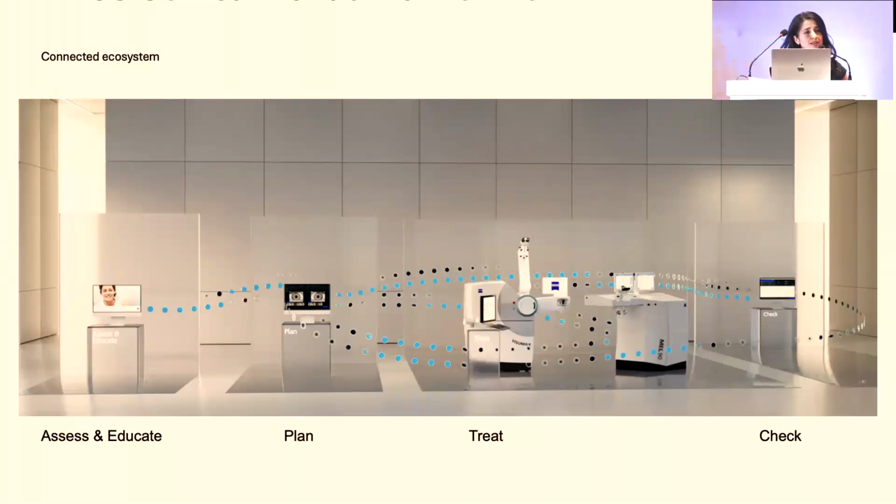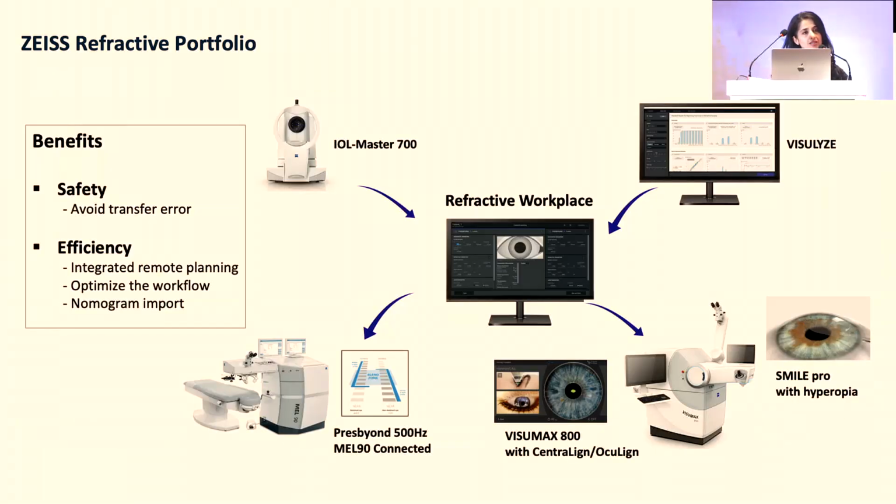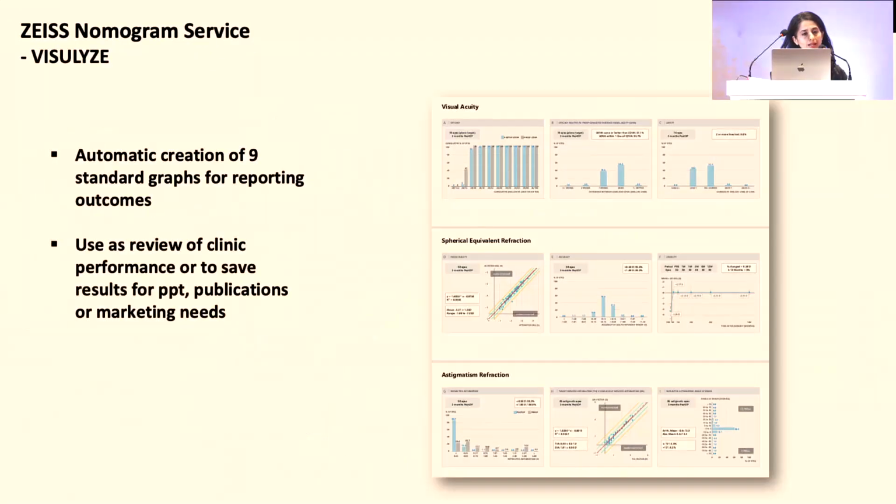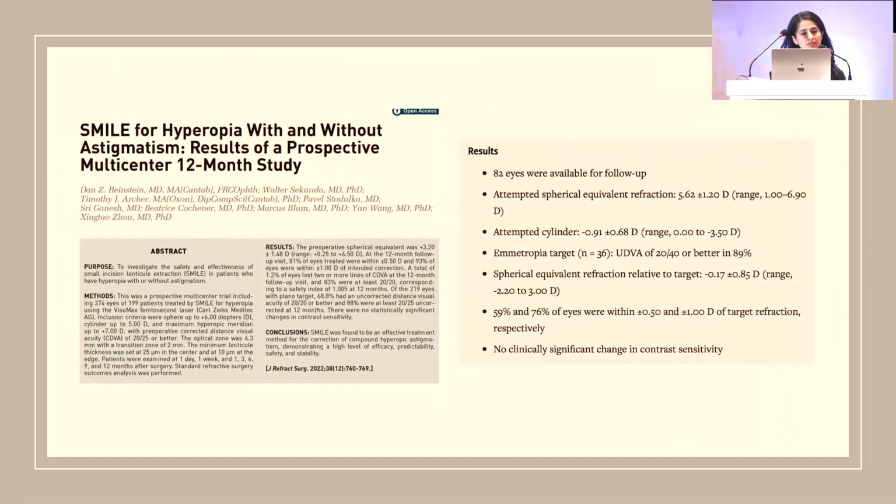This is something that I didn't come to appreciate until I had my own practice, but the connectivity that you have with your diagnostics and the laser, you can now plan your treatment remotely, and you have your diagnostic parameters directly inputted from the IOL Master 700, and you can export that data to your 800 Visumax. And that leads to a lot of reduction in transcription errors, and I think that's really, really helpful. Plus also you have the nomogram service and the ability to create your standard graphs for publications and things if that's something that you're inclined towards.